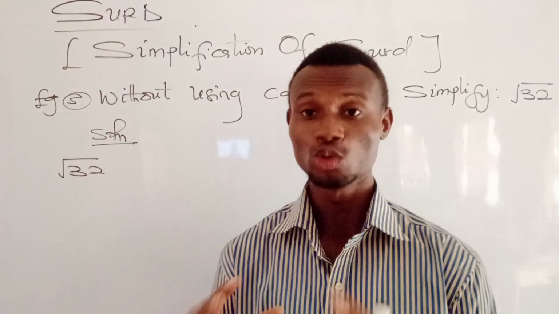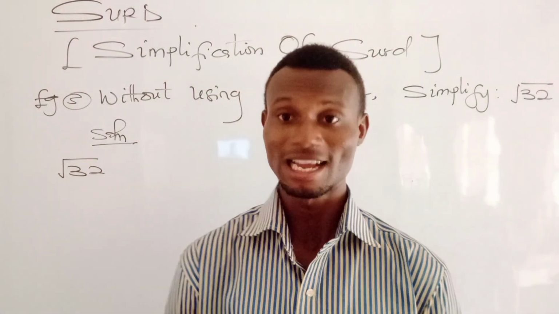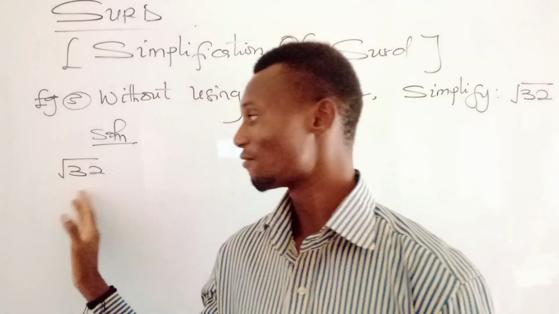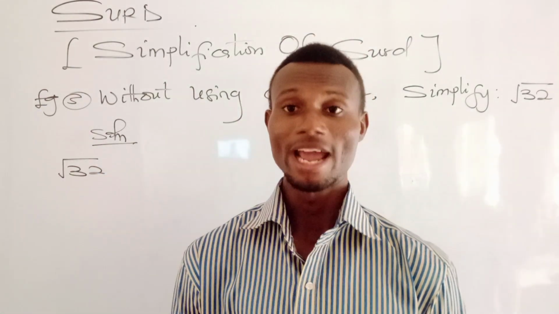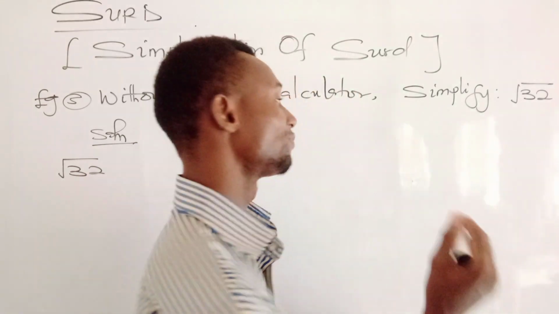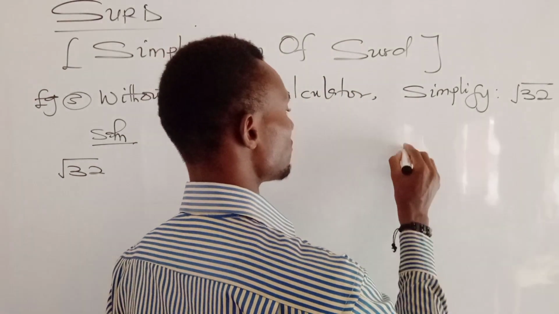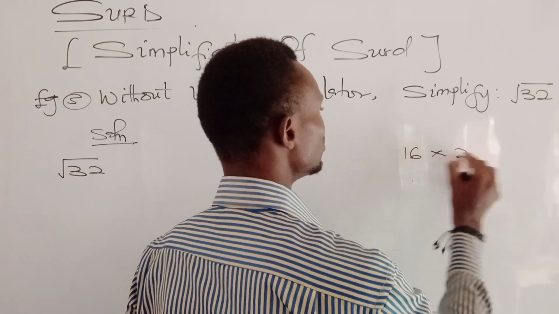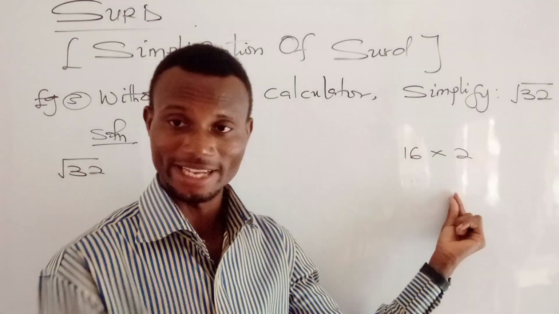So the two possible numbers that can multiply to give you the 32, but having one of the values to be a perfect square, is going to be, now you can think of 16 times 2. 16 times 2 gives 32.